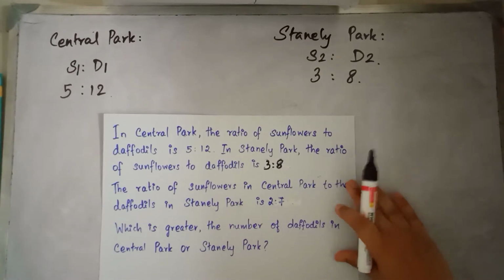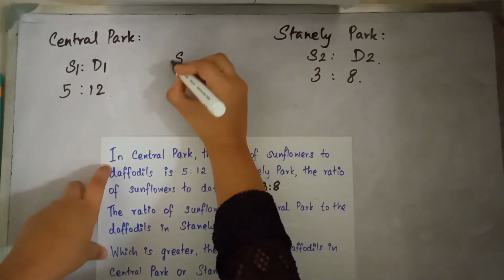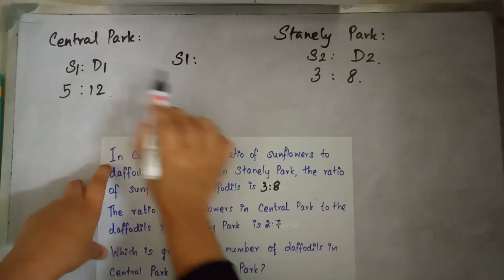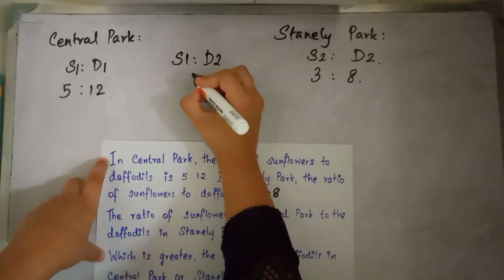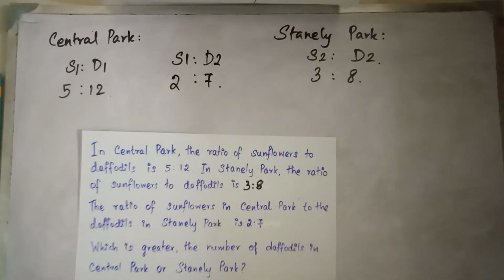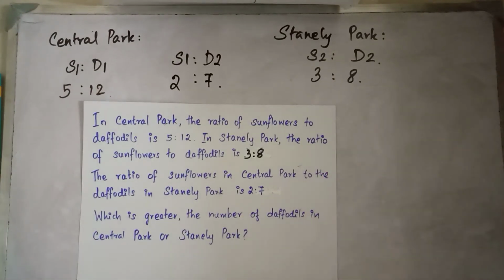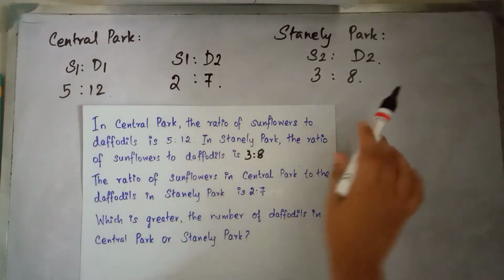So now they're giving us another ratio, and that is the comparison between sunflowers in Central Park to the daffodils in Stanley Park. Okay? So it is sunflowers in Central Park, S1, to the daffodils in Stanley Park, and this ratio is 2:7. Now the question wants you to find out which is greater, the number of daffodils in Central Park D1 or the number of daffodils in Stanley Park D2. Which is greater, D1 or D2?